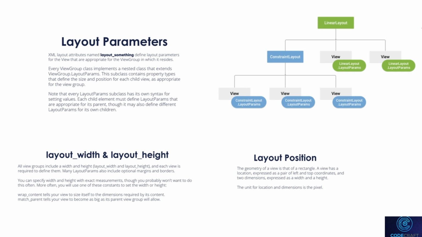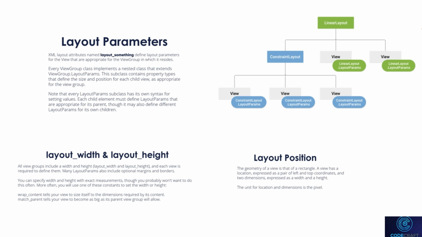We saw in the previous examples and videos, we used wrap content and match parent. Wrap content tells your view to size itself to the dimensions required by its content, while match parent tells your view to become as big as its parent view group will allow.